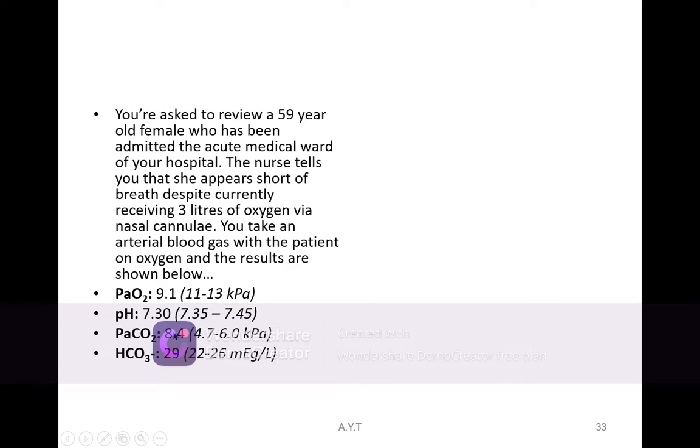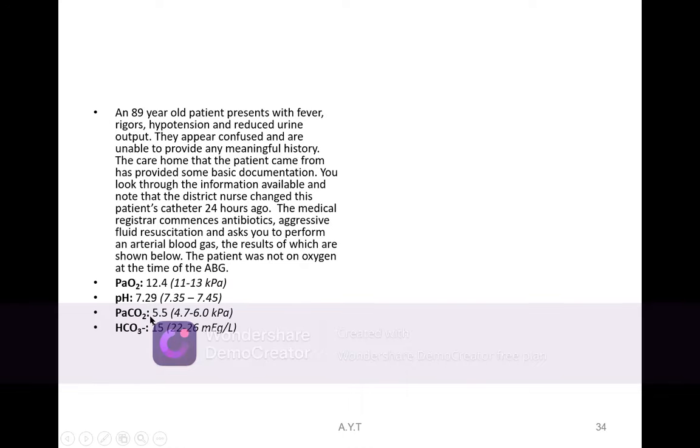And bicarbonate levels should be, because it is acidosis, it has responded. It is 29, on the higher side. But pH is still 7.30, so it is partially compensated. It is a partially compensated type of respiratory acidosis. Partially compensated, not fully compensated.